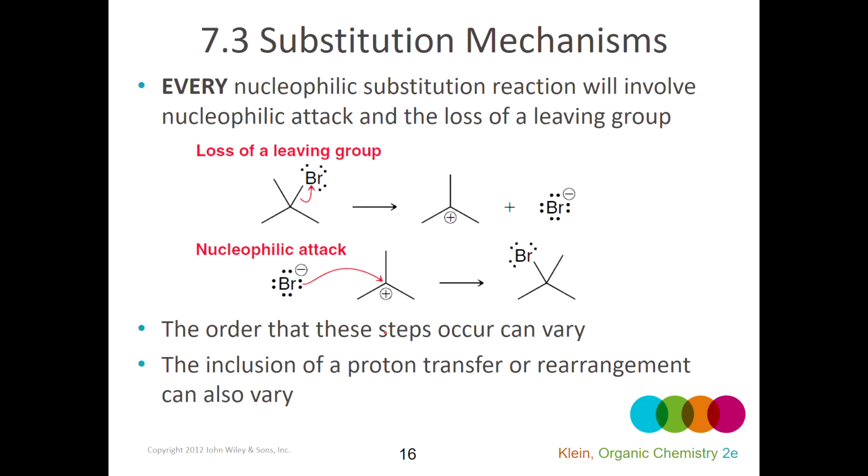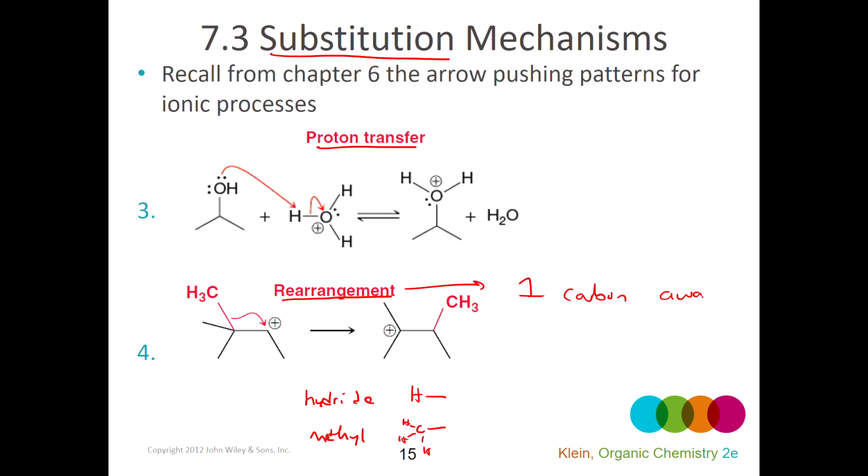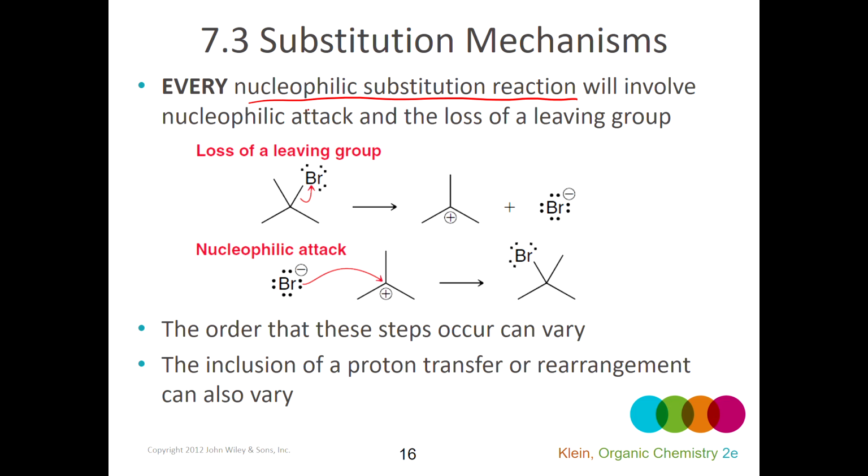All right, so as we were saying, every nucleophilic substitution reaction that we're going to talk about is going to involve a nucleophilic attack and a loss of a leaving group. There may be proton transfers, there may be carbocation rearrangements, it depends on the specifics, but there's definitely going to be both of these occurring. And so the question then becomes, what order do they occur in? Does loss of the leaving group happen first? Does nucleophilic attack happen first? Do they happen at the same time? And so that's what we want to look at in detail.